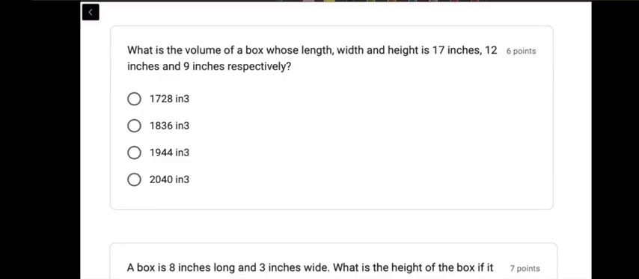In our next problem, it says, what is the volume of a box whose length, width, and height is 17 inches, 12 inches, and 9 inches respectively? To calculate the volume of a box, we multiply the length times the width times the height. The length is given as 17, the width is given as 12, and the height is given as 9.